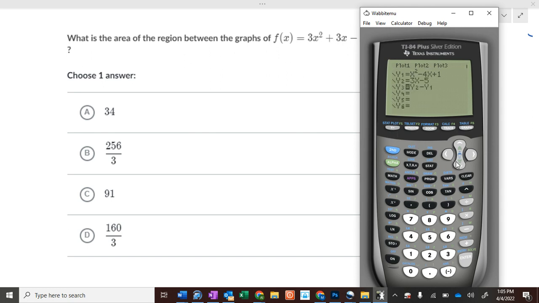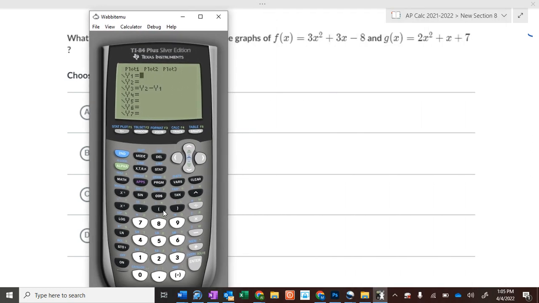So what I'm going to do is turn this one off, and I'm going to clear out what's in my first two. Clear, clear. So in my first one is 3x squared plus 3x minus 8. The second one is 2x squared plus x plus 7. Then we'll graph them. Then we have to see which one is above the other one.